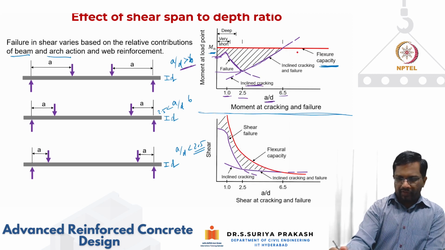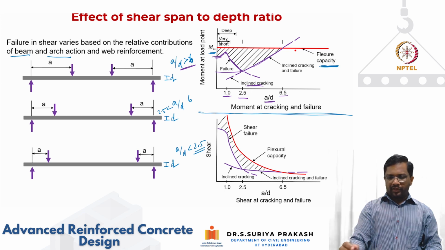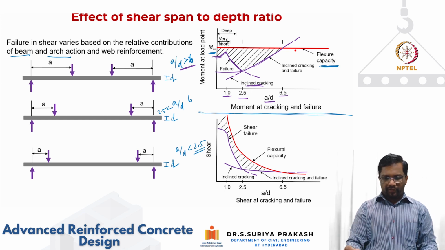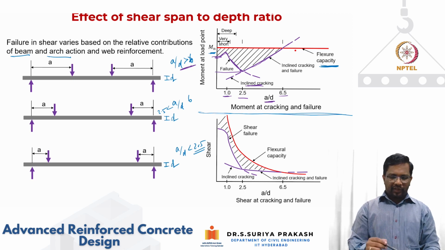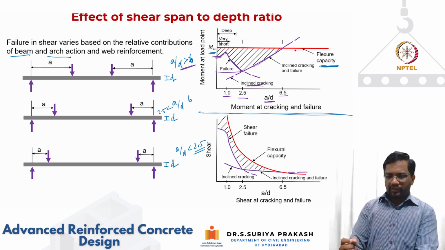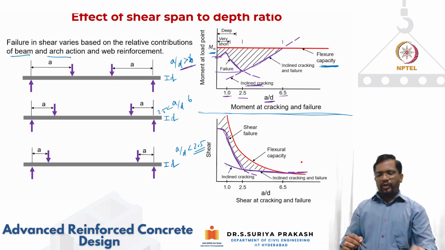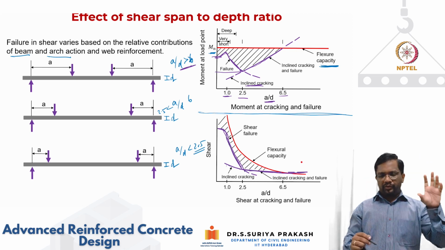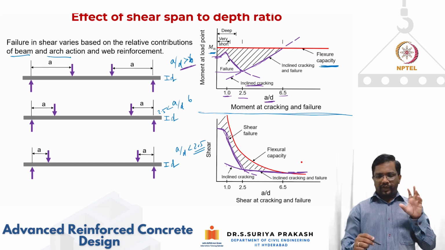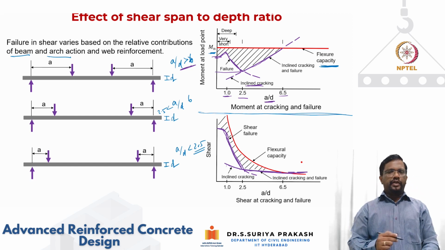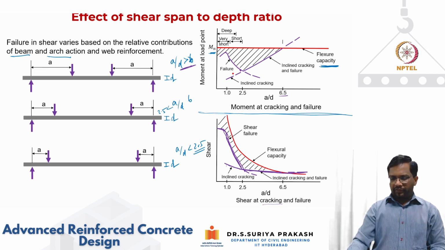That means the section is now definitely going to fail in flexure. So this is basically the moment at cracking and failure. The same thing will happen for shear cracking also. So what we are saying here is, we are now looking at the moment at which it is going to fail for different A/d ratios. Similarly, at shear, at cracking.